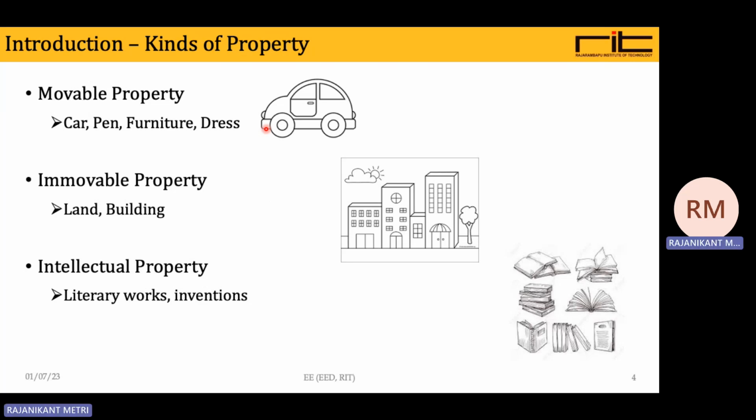Then immovable property, mostly land and building. These two come as immovable property because land cannot be moved, and it can be owned by a single person or a group of people. And similarly building or farm. So these are immovable property.